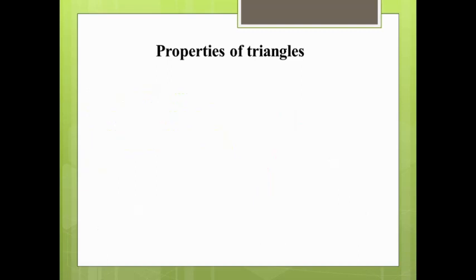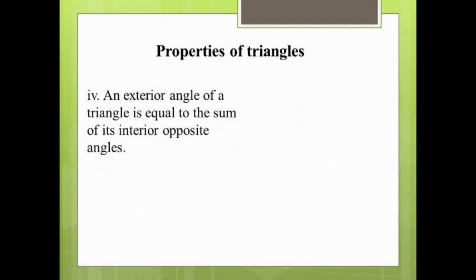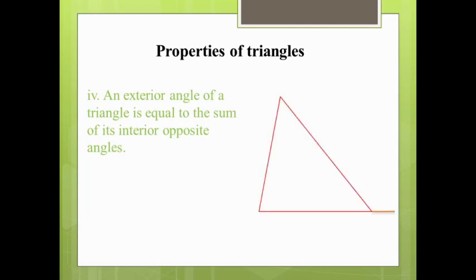Now coming to the fourth property: an exterior angle of a triangle is equal to the sum of its interior opposite angles. You can see the figure. Here there are two angles, one is x degrees, the second one is y degrees. There are two interior angles. An exterior angle is drawn at the right corner of the screen, and it is denoted by theta degrees. Then the property tells that the value of theta will be the sum of x and y.